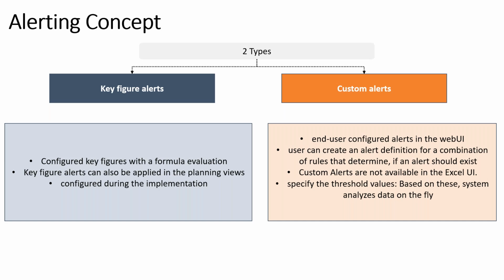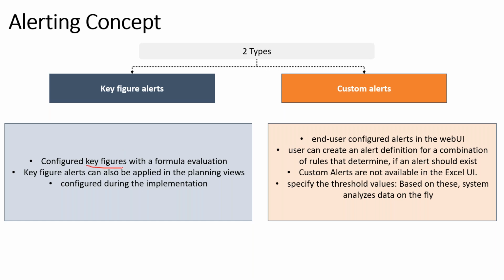So there are two types of alerts here. One is key figure alerts, another is custom alerts. Key figure alert means it is a key figure based alert. That means we have to write a key figure for it, and we also have to write a calculation for it. For example, if my inventory targets are not being met, I'll write an alert key figure, and I'll say that if my projected stocks are less than my inventory targets, there is an alert, and if not, there is no alert.